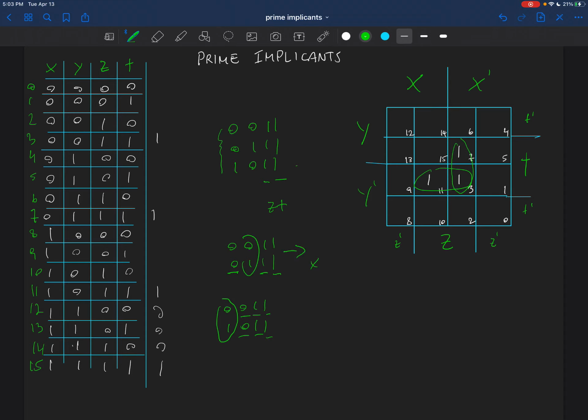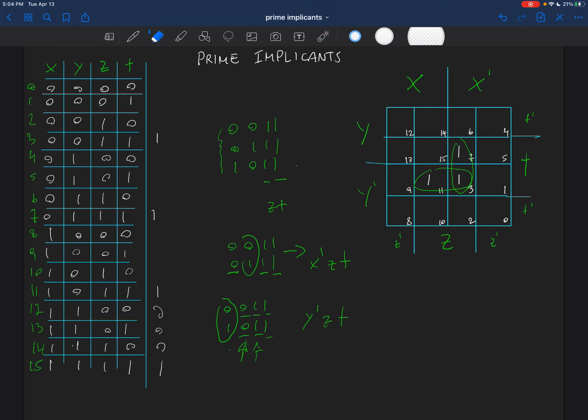Let's see, not x, third term, yes, z, t, and if you look at the map, let's see if that pans out. So not x, good. Not x, z, yep, and t, yep. And let's look at this one. We have the 0, so that's not y. Yes for the t, and the z. Let's look if that lines up. Not y, yes, z, yep, and t.